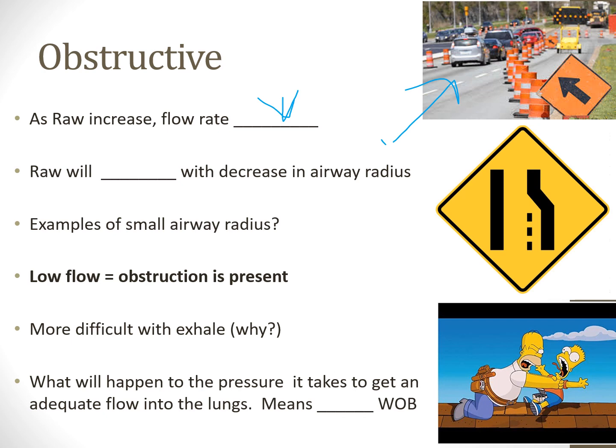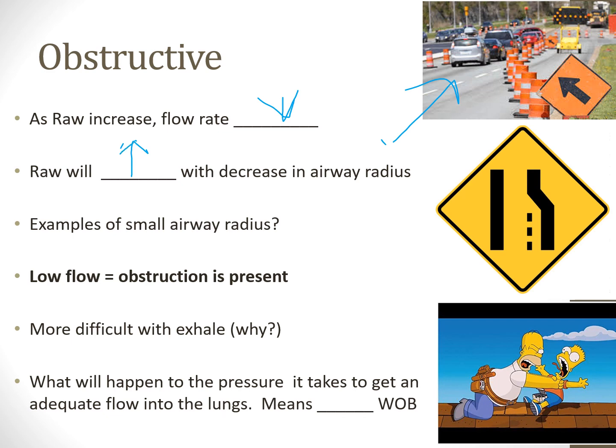So airway resistance will increase with a decrease in the radius. That means the smaller the tube, the more resistance there is to breathing, which you know from Poiseuille's law. The smaller the tube, the harder it is to get gas to flow into and out of it. And that's what it's saying here. The smaller the tube, the harder it is for gas to go into and out of it.